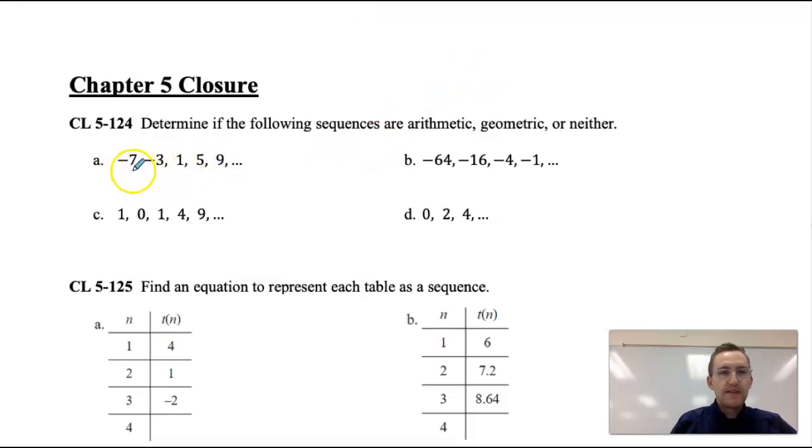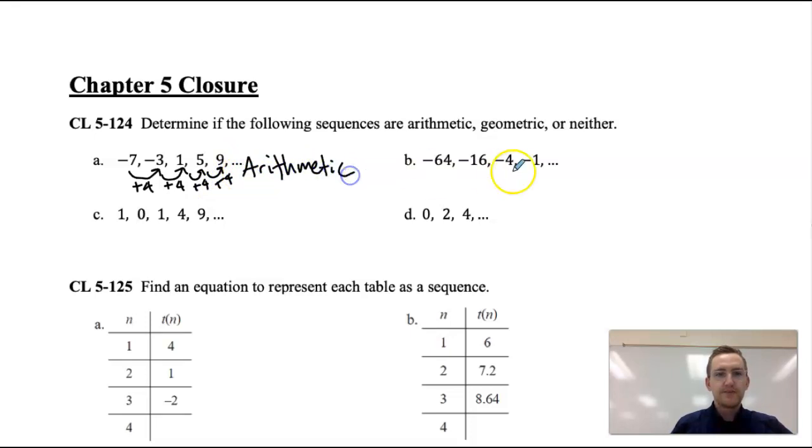What's the difference between -7 and -3? To get from -7 to -3, we're adding 4. If we look between -3 and 1, again we have to add 4 to get from -3 to 1. We have to add 4 to get from 1 to 5. And then from 5 to 9, again we have to add 4. So this one is arithmetic. Pretty straightforward.